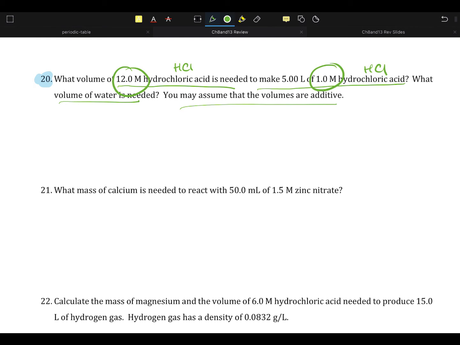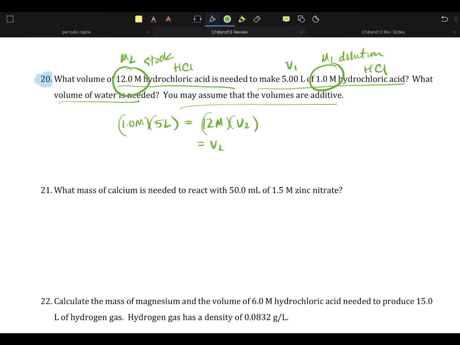So here we just need to make sure things match, right? So if this is my V1 and my M1, and then this could be my M2, for example. And let's go ahead and label it. This is my stock, and this is my dilution. So that way it's crystal clear, right? So M1 will be 1 molar times my V1, which is 5 liters, is equal to M2, which is 12 molar, times my V2. And we're going to solve for our V2.